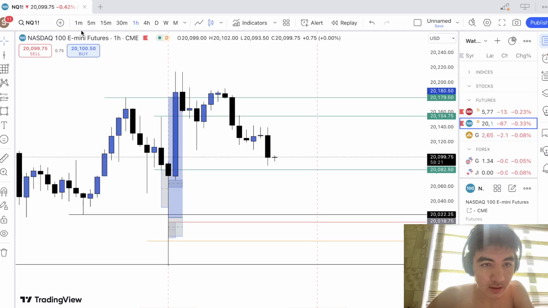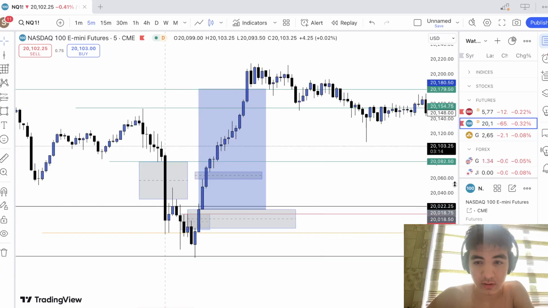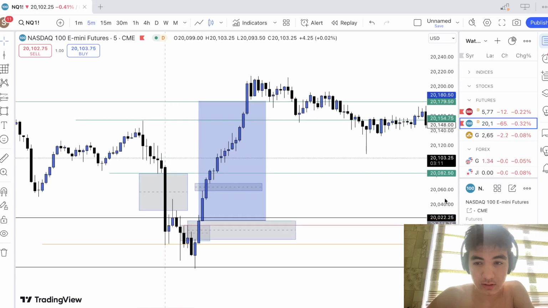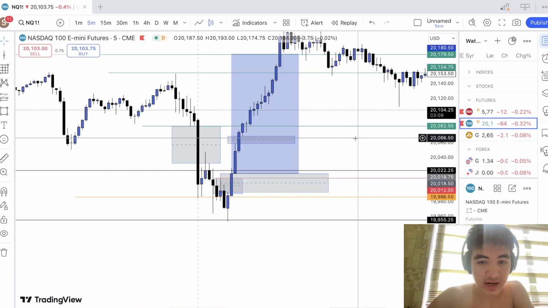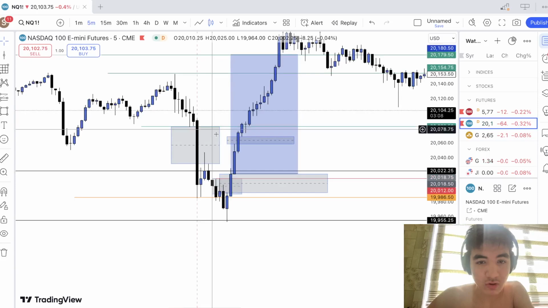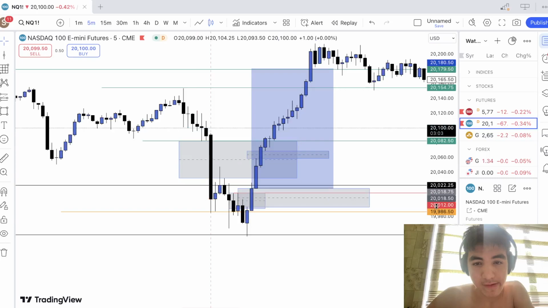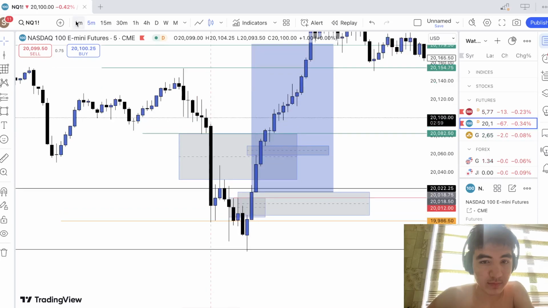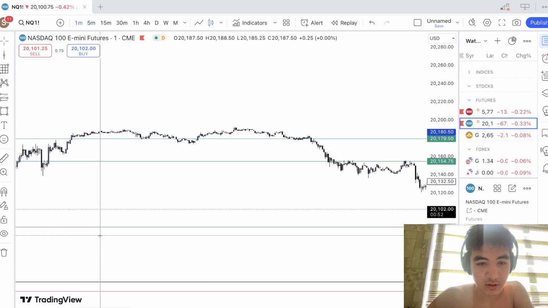Oh my God, it's all the way back here. And after price comes back and sweeps these lows, what do we have? We have this order block. As it's coming up, right, it sweeps these lows. As it's coming up, I go to the 1 minute, and oh my God, it's all the way here. Come on.